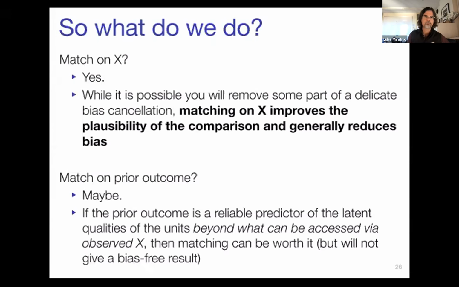So good. Matching on the prior outcome, maybe. If the prior outcome is reliable of the latent qualities beyond what can be accessed via X, then matching could be worth it, but it won't give you a bias-free result. Again, nothing that we're talking about here removes bias altogether. This is essentially just harm reduction rather than harm elimination.